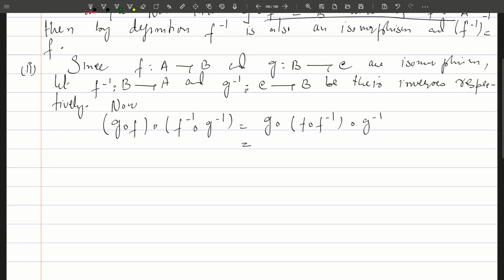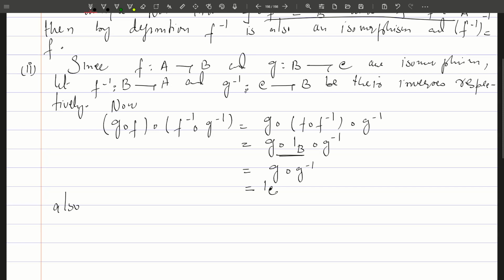So then this is equal to g composite f composite f inverse composite g inverse. So this is the same as g composite, now f composite f inverse is actually the identity map on B, composite g inverse. Now if we look at this map, this is the map g itself. So this is g composite g inverse, and since g inverse is the inverse of g, g composite g inverse will be the identity map on C. So this is the identity on C.